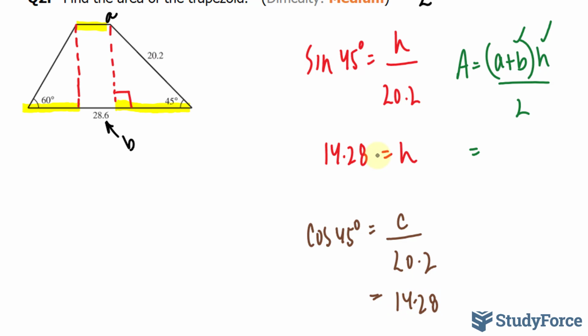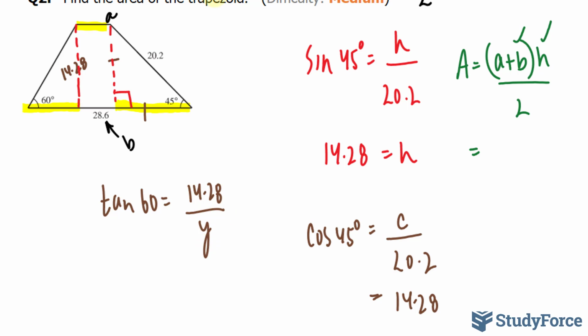Notice that it's identical to this number. This means that this is an isosceles triangle, 45, 45, and 90. And I know the height, which I found earlier was 14.28. Now I need to find what this is. I have the opposite, but I don't have the adjacent. So that's tangent. Tangent 60. The opposite length is 14.28. The adjacent is what we're looking for.